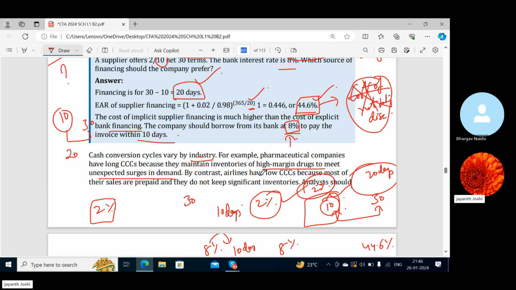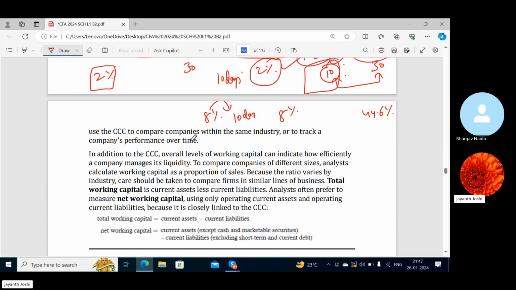By contrast, airlines have very little because most of the sales they do are on spot or on cash basis. I don't see any kind of credit, and because most of their sales are prepaid, they do not keep significant inventories at all. So analysts should use CCC to compare companies within the same industry or to track a company's performance over time. So if you are comparing the cash conversion cycle of companies to invest your money, don't do that with airlines and drug companies.